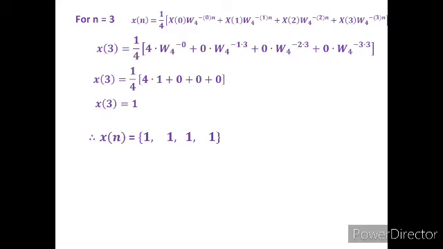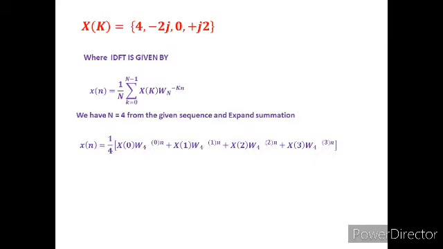Okay. Now, same way, let us solve the second problem: X of k as 4, minus 2j, 0, plus 2j. To solve this, again, we have to remember the definition of IDFT. x of n is equal to 1 by N, summation of k is equal to 0 to N minus 1, X of k, W to the power of minus kn. Now again, from the given problem, we have N is equal to 4. Expand the summation. We have x of n as 1 by 4: X of 0, W4 to the power of minus 0n; X of 1, W4 to the power of minus 1n; X of 2, W4 to the power of minus 2n; X of 3, W4 to the power of minus 3n.